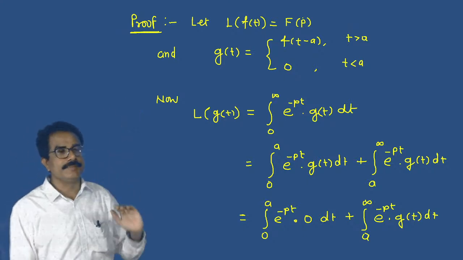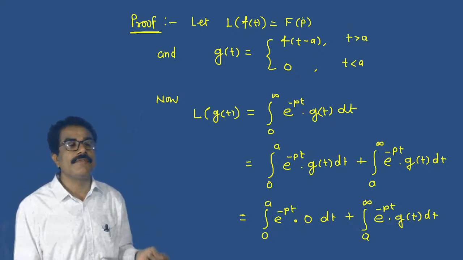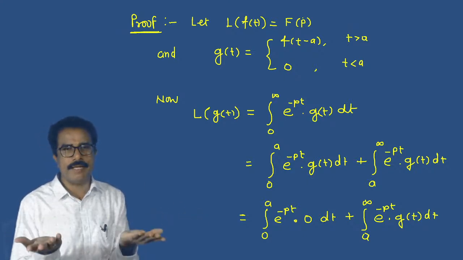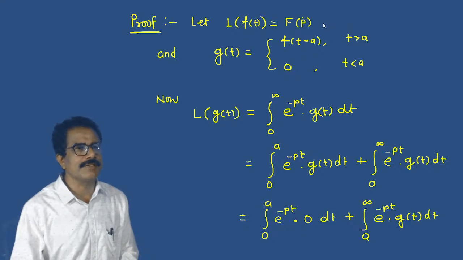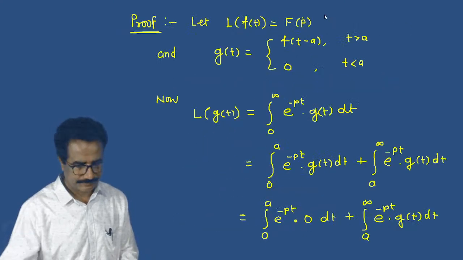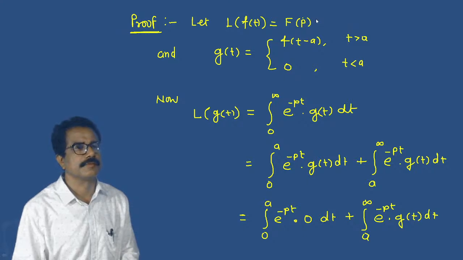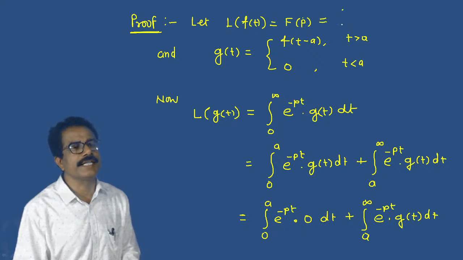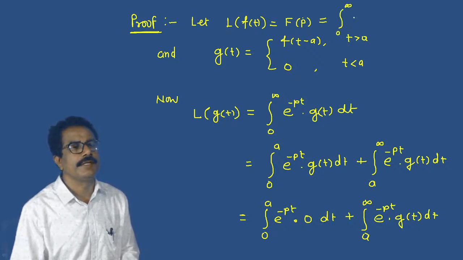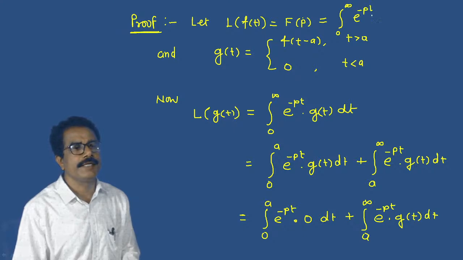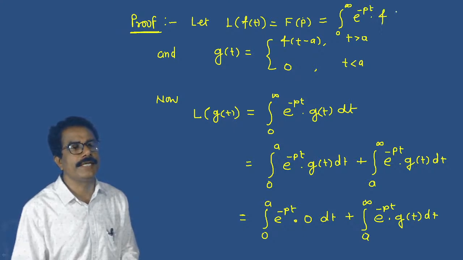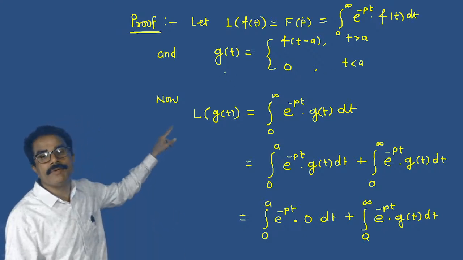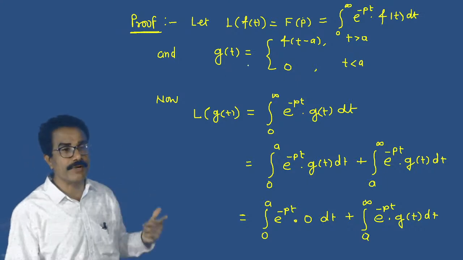According to the definition, L of f of t, we can denote as capital F of p, the Laplace transformation. This can also be written as the integral from 0 to infinity of e raised to minus pt into f of t dt.